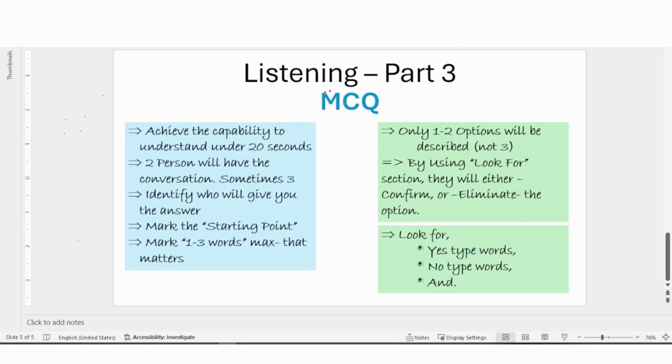Listening MCQ is a super problematic issue for a lot of students. So we're going to try to solve all the problems you have with the MCQ so that you can get at least 90%, 95%, sometimes 100% correct. That is the aim of this class. So let's go and do that.